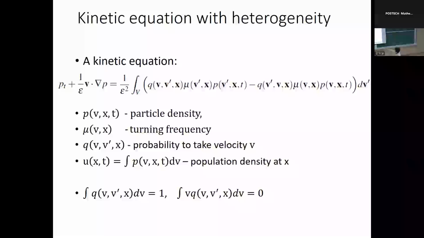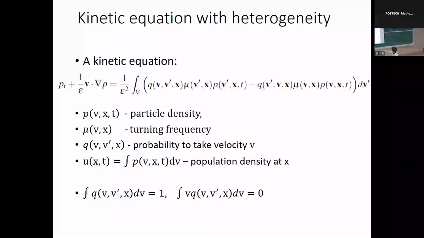So what is P? P is a particle density, the particle density at time t at position x. There are many particles at x, but this is the particle density with the velocity v. Now mu is the turning frequency at position x for a particle moving with the velocity v. This one is the probability to take velocity v, and v prime is the previous velocity. Now the collision happens at position x, and q is the probability to take the velocity v. Now u is the density of the particles. If you integrate this with respect to all the velocities, then we can find the particle density at position x. So we do this.